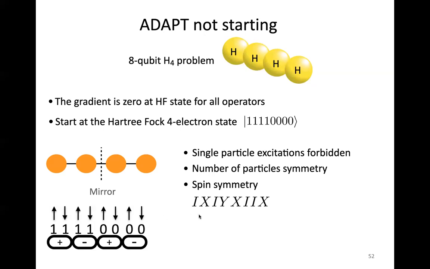So the spin would change, and this is forbidden. And that's why this operator has a 0 gradient. Also, one is forbidden to break the parity.